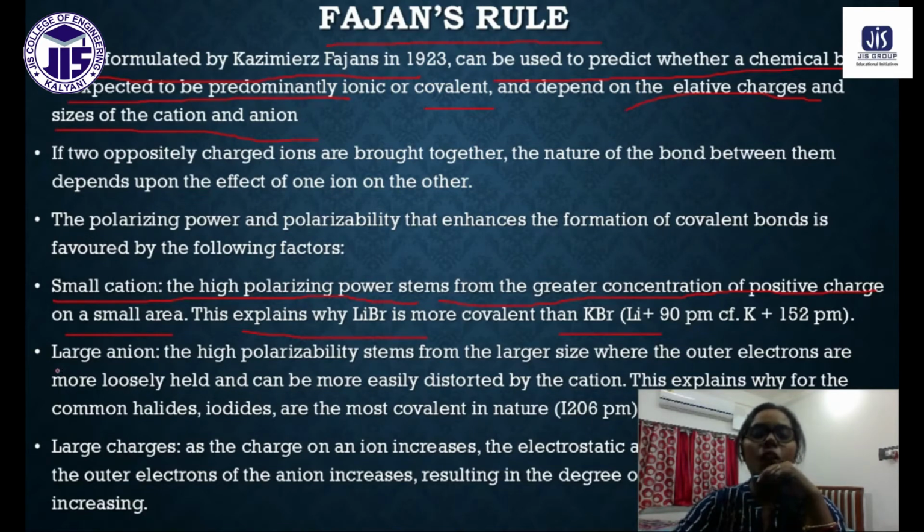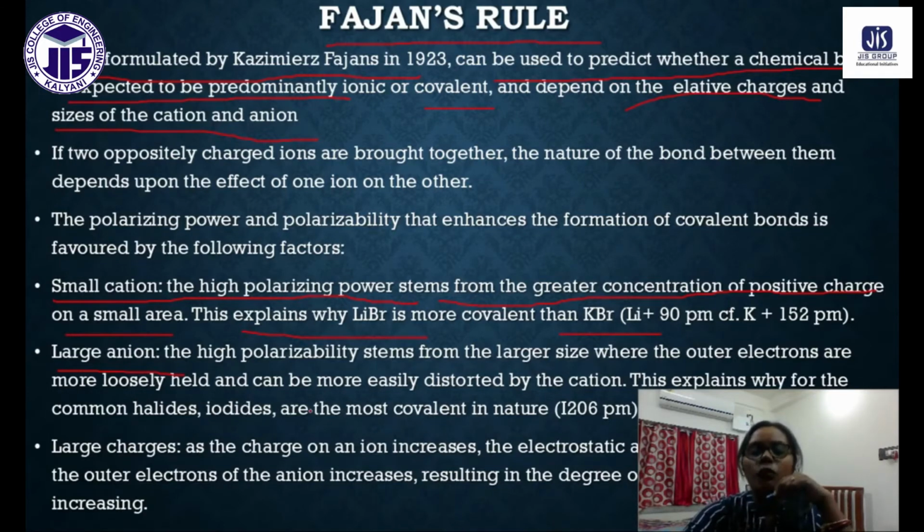increase. Okay. Now, if the size of the anion is large, what will happen? For the large anion, that means the electrons are loosely bound. That means the electrons can easily distort towards the positive ion. That means the bonding character will preferably be covalent. Okay, so if the anion is large, polarizability will be higher and the covalent character of the bond will be higher.